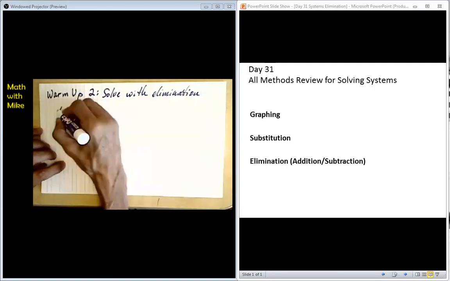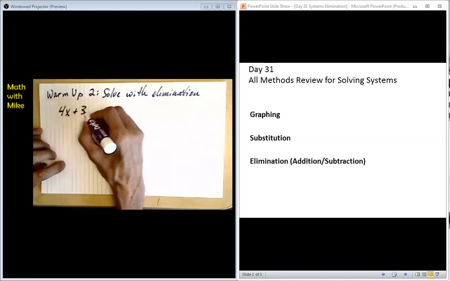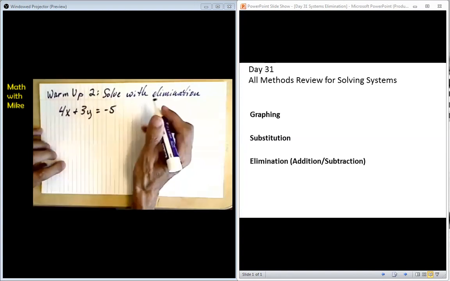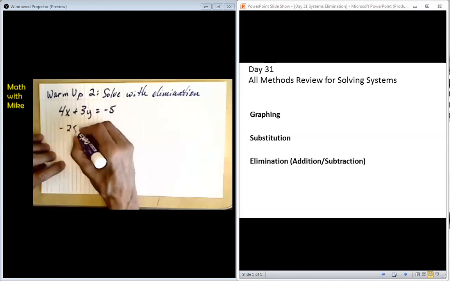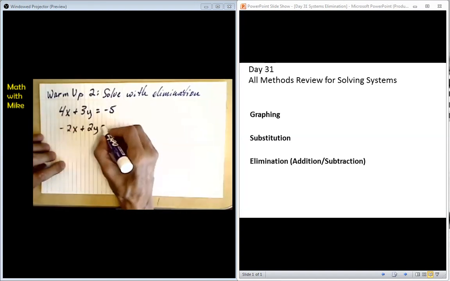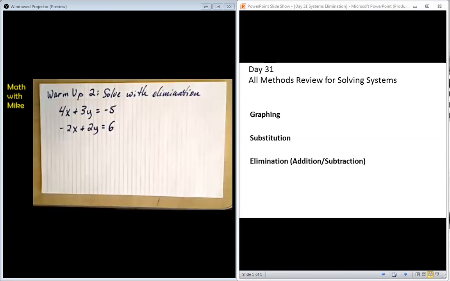Solve with elimination this system here: 4x plus 3y is equal to minus 5, and minus 2x plus 2y is equal to 6. I'll pause the video for a moment, let you all take a look, let you all try. Then I'll step in and help if needed.